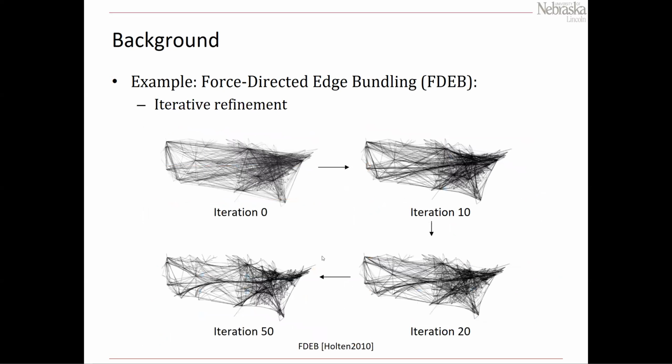And here I show you the result using a real-world airline data set. This is the original node-link diagram, with a certain visual clutter. After 10 iterations, we can already see the edges have been bundled together and form curves. Through the later steps, we can see more clear bundles formed. So this is a classic example of edge bundling.